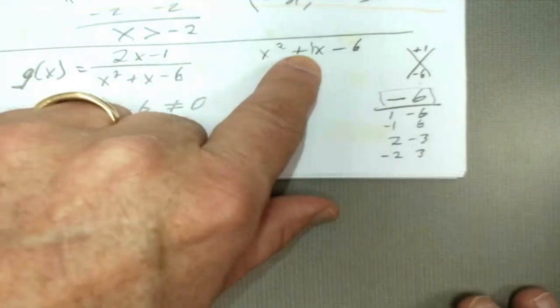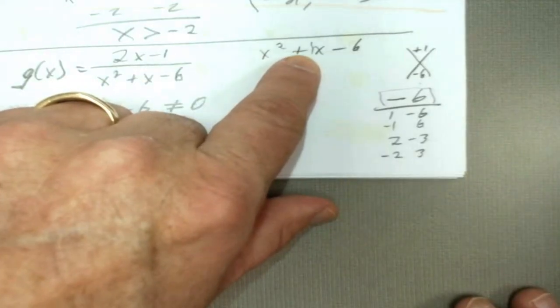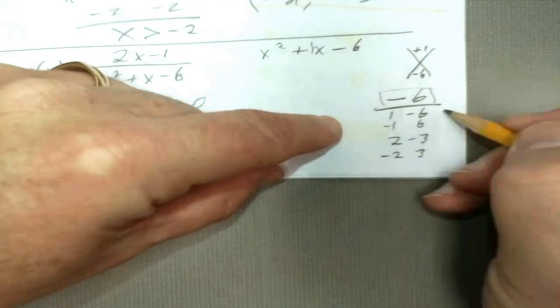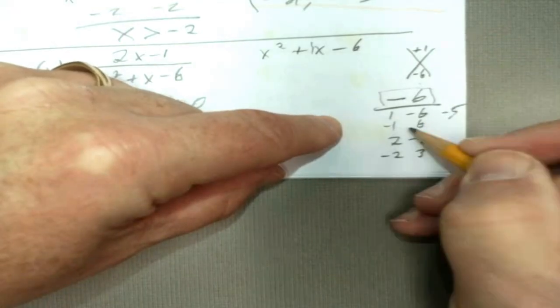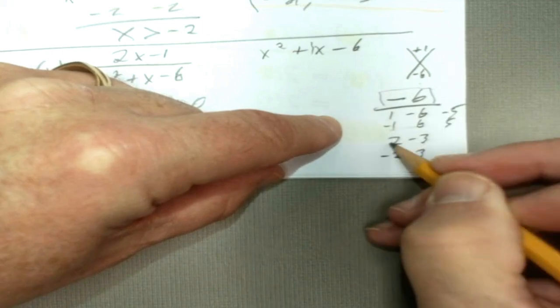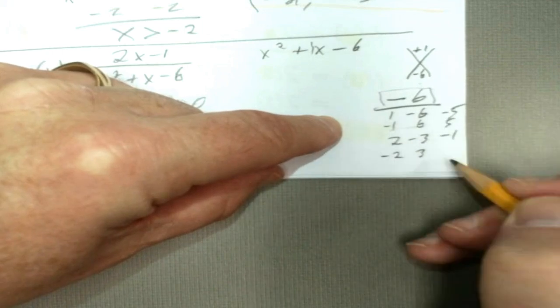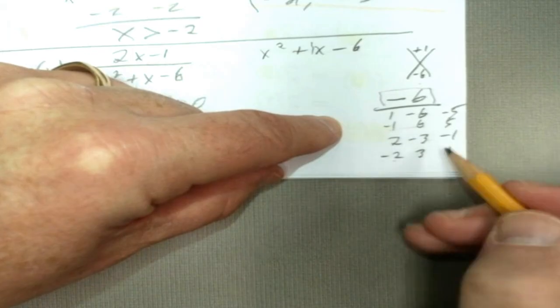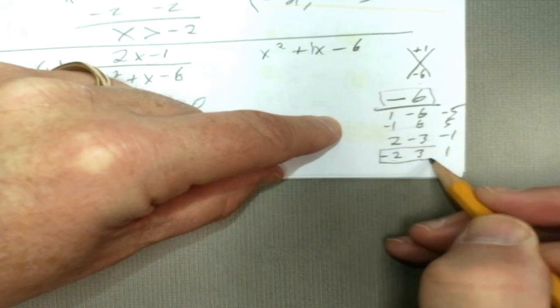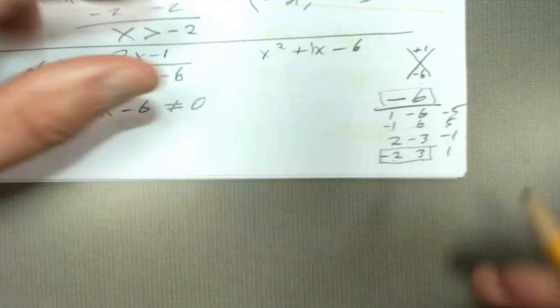But I need them to add together to be a positive 1. This would be negative 5 when I add those together. That'd be a positive 5. 2 plus a negative 3 is negative 1. Negative 2 plus 3 is 1. These add together to be 1, multiplied together to be negative 6.